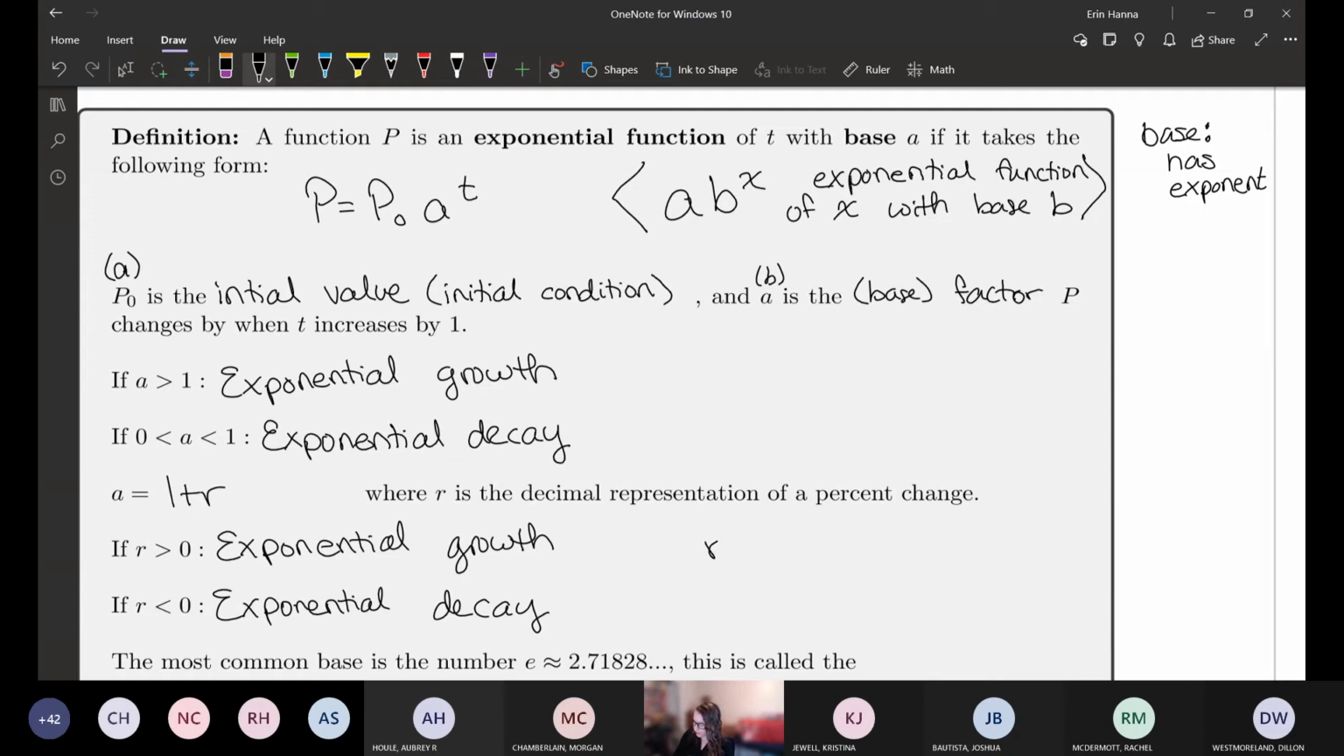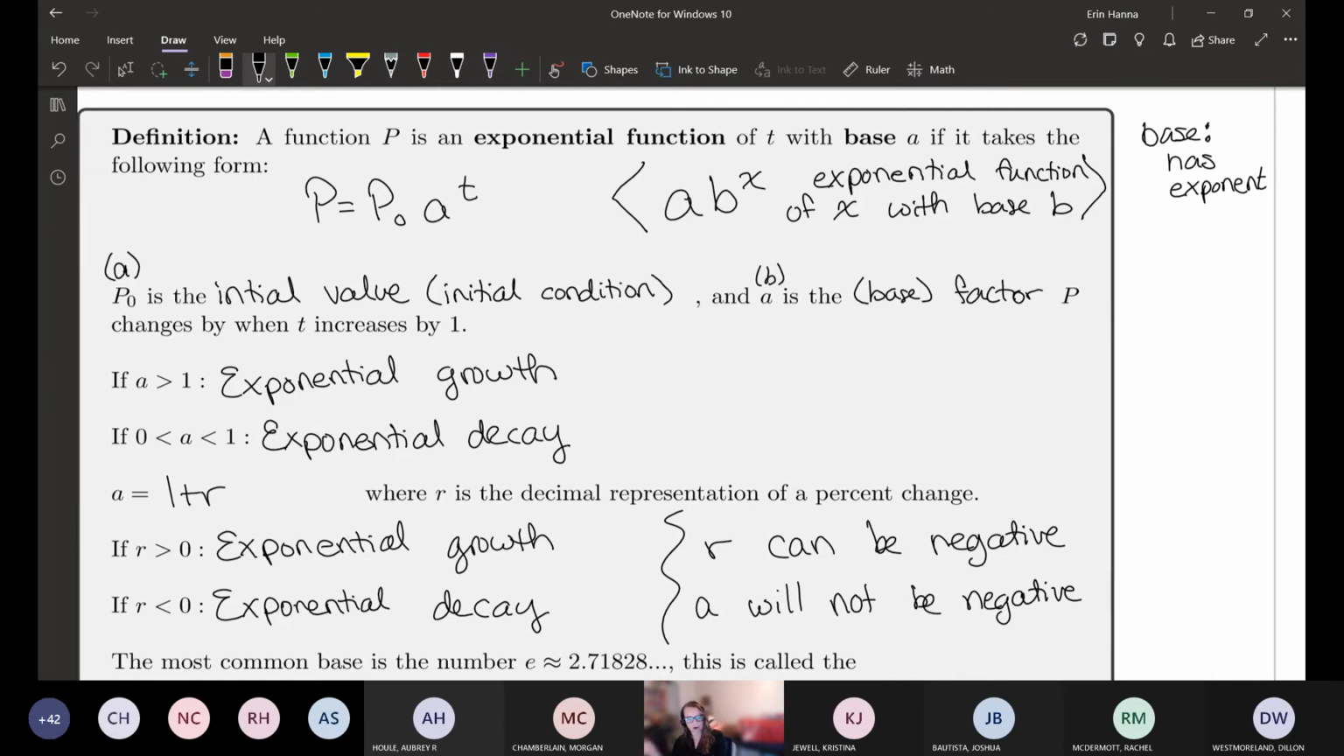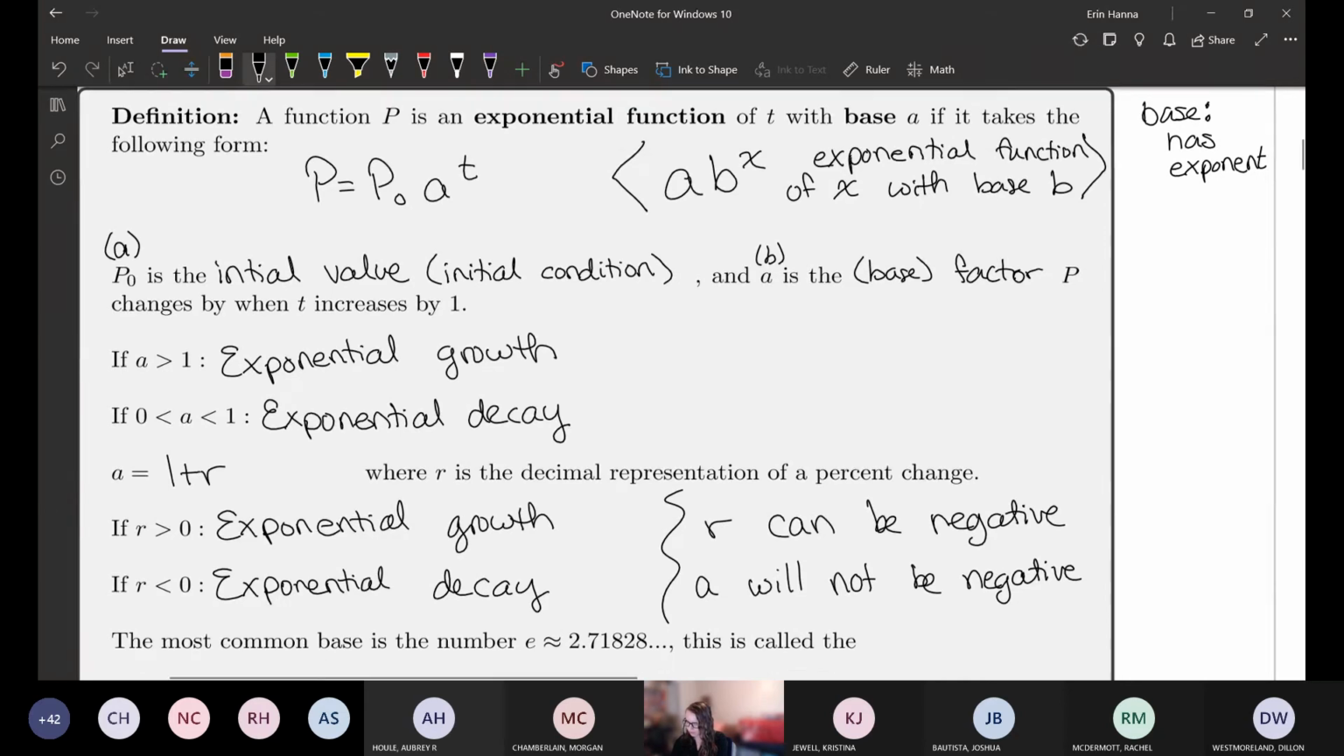So yes, R can be negative. Let me just do a little side note. A will not be. And again, this is just in terms of our class. In general, you could have an exponential function where A is negative, but we will not deal with those. So don't go around telling everybody that A values can't be negative ever. They can be. Just, they're not useful to us. So for our case, R can be negative, but A will not be negative.